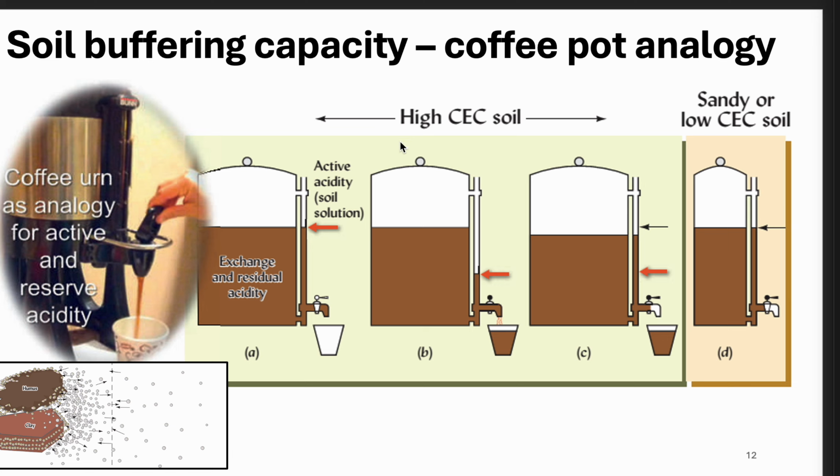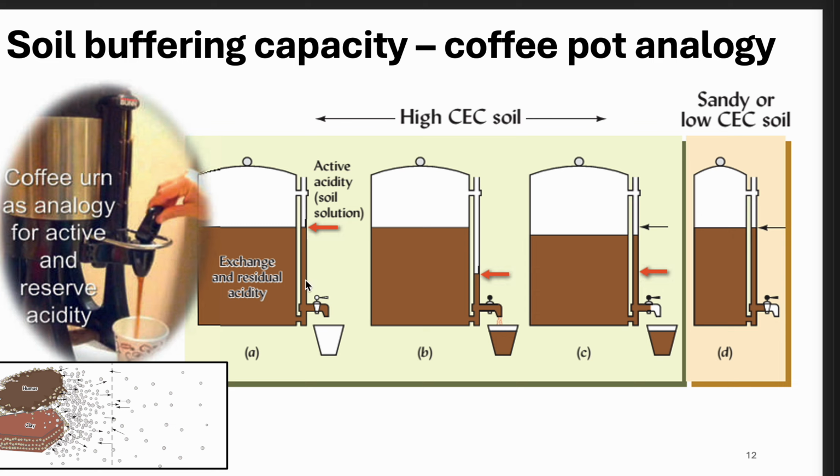I had quite a few questions about this coffee pot analogy, how CEC relates to exchange and residual acidity. I realize a lot of you don't drink coffee in general or out of these types of dispensers or urns. But essentially, when we look at this first urn, we can think of the larger reserve pot as the residual acidity. Sometimes it's also called reserve acidity. See, residual here, reserve here, same.